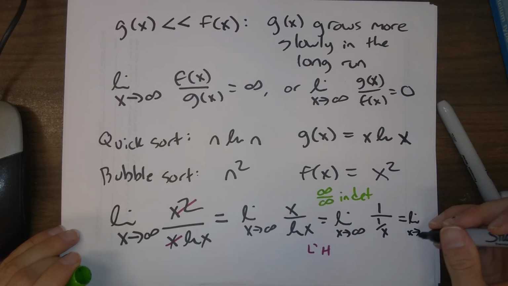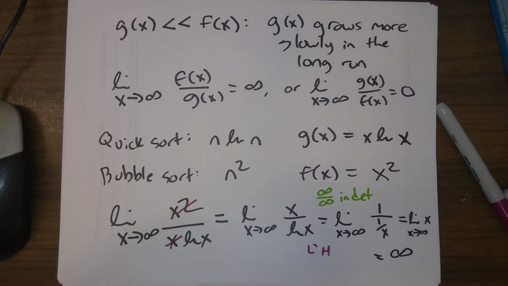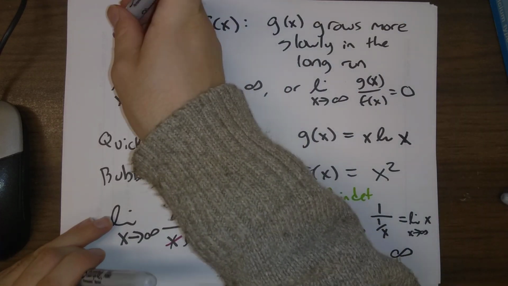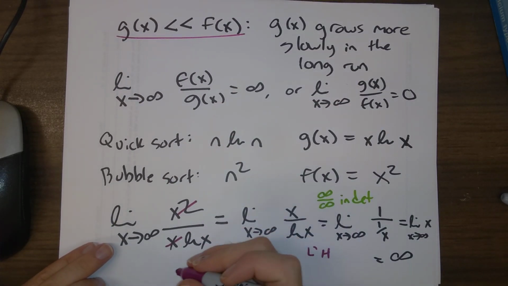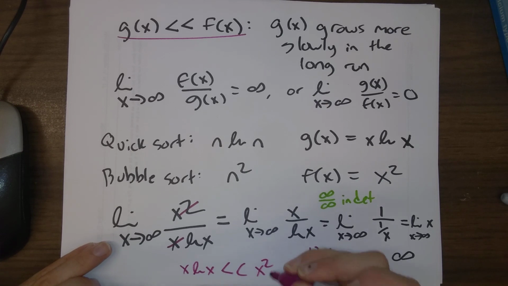Limit as x goes to infinity of x. And so we just have infinity. So the overall limit here of x squared over x log x as x goes to infinity is infinity. And so we do conclude that x natural log x grows more slowly than x squared.